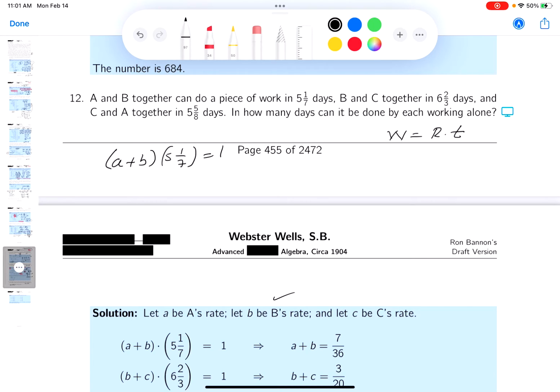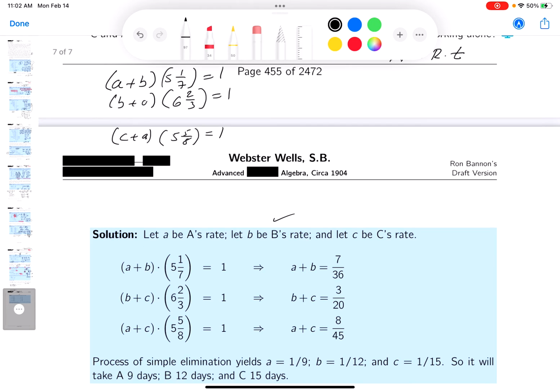So let's talk about the next one, and that's B plus C. And we'll look at the key in a moment. It takes them 6 2/3 days to complete the job. And then we've got C and A working together, and that's going to be C plus A, and they can do it in 5 5/8 days. They do one job. Let's go back over here. I want to point out where this is written down for you. Here, we wrote that down. We wrote this down. We wrote this down.